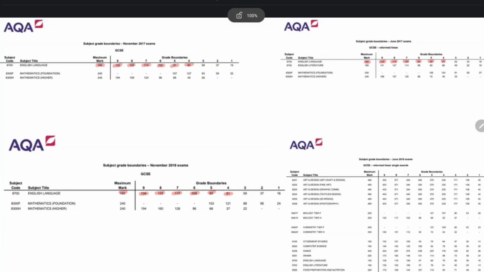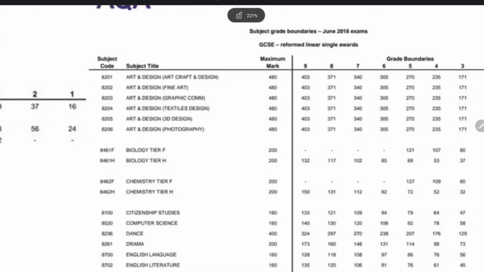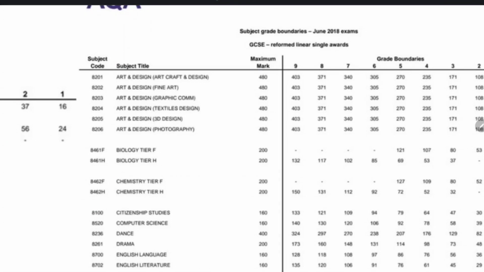So that's November 2018. And then in terms of June, okay, not art and design, but we just ignore the rest of it.